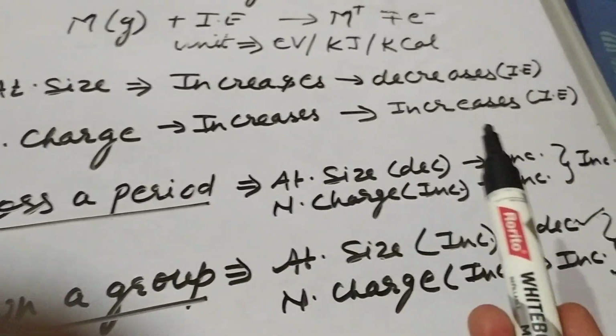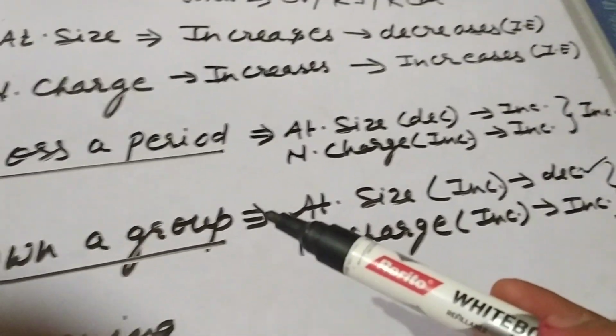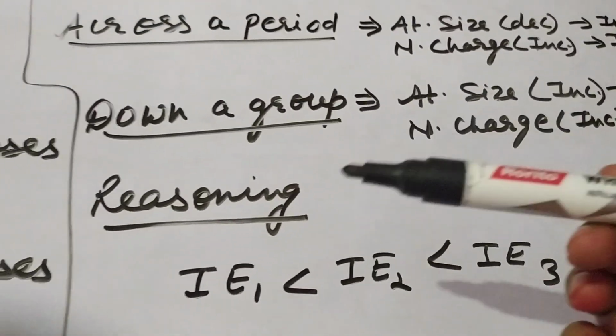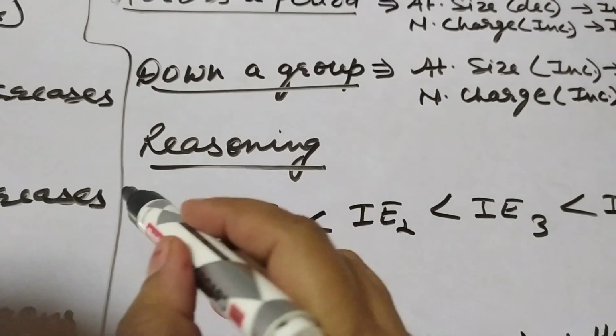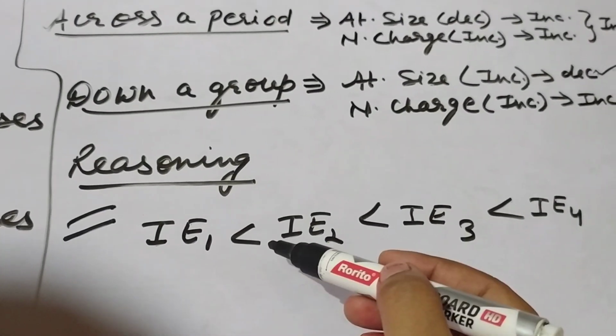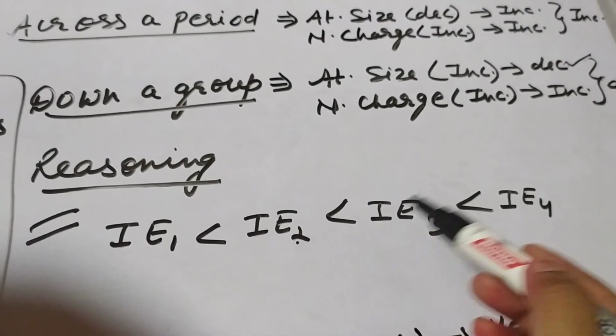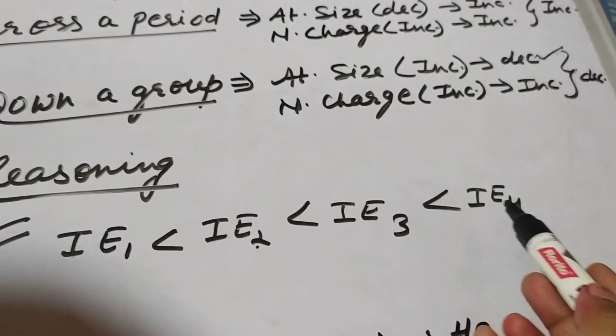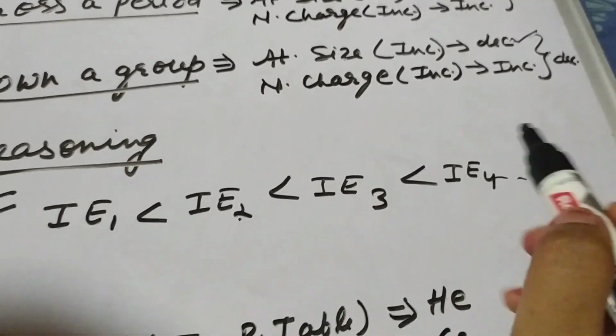So across a period, IP always increases, and down a group it always decreases. Now this is the reasoning part. The first IE is always less than the second IE, which is always less than the third IE, which is always less than the fourth IE, and so on. And why is this so?